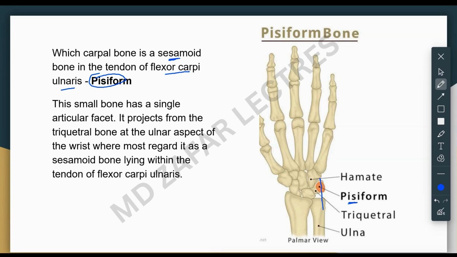So this small bone has a single articular facet. It projects from the triquetral bone at the ulnar aspect of the wrist, where most regard it as a sesamoid bone lying within the tendon of the FCU.